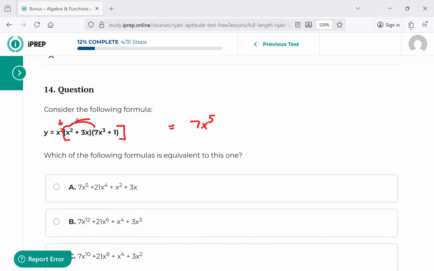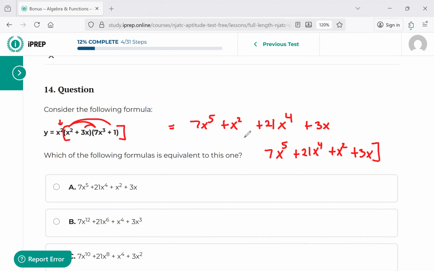What's x squared times 1 x squared? What's 3x times 7x cubed? That is 21x to the fourth. What's 3x times 1? 3x. And maybe we should just put that in order. So 7x to the 5th plus 21x fourth, and then plus x squared plus 3x.